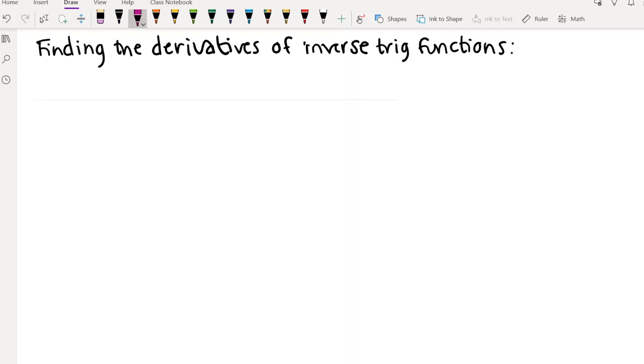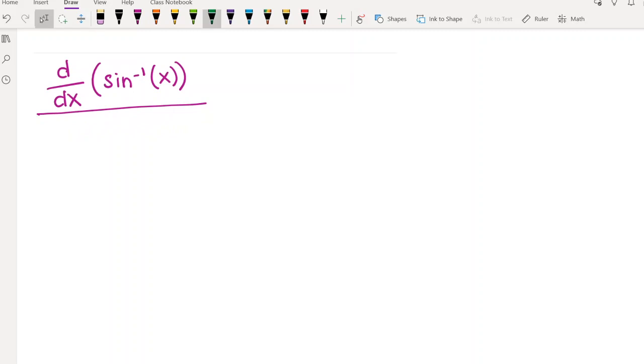Okay, so the first thing that we're going to do is start by finding the derivative of inverse sine. So in this video, we'll do inverse sine and inverse tangent, and then I'm going to ask you on your worksheet to try to figure out inverse cosine yourself. It's going to be very similar to how these ones go. Okay, so how are we going to do this? We're going to start by writing down a function. So let's say that our function is y is equal to inverse sine of x.